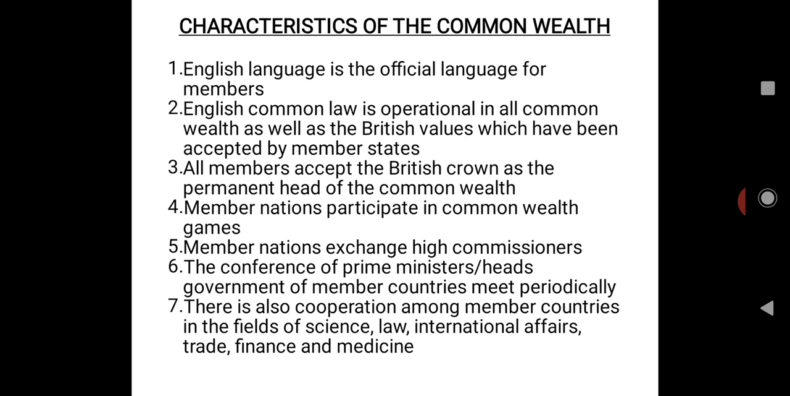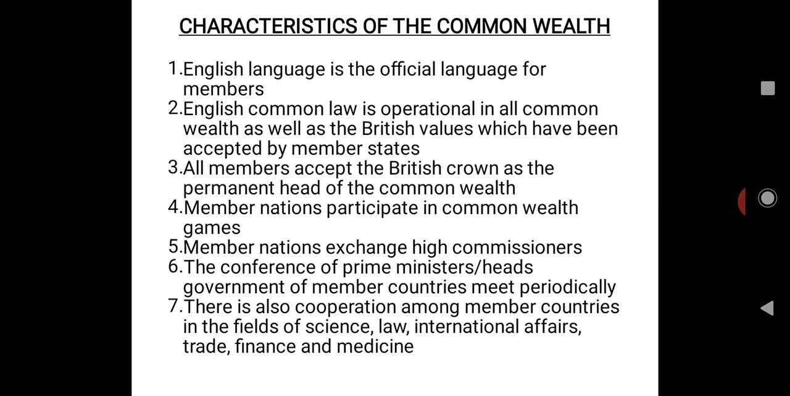To expatiate on this point, when we say member nations exchange high commissioners, if Nigeria, for example, establishes a high commission office in Abuja for Sri Lanka, it is expected that Sri Lanka should establish a high commission for Nigeria in their home country. That is what we mean by exchange of high commissioners, vice versa.